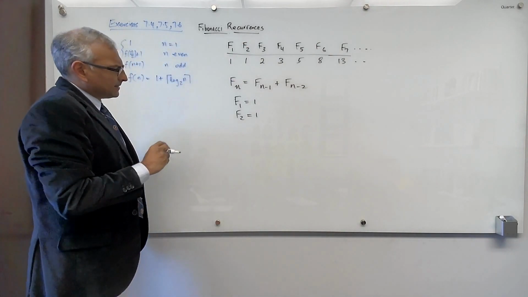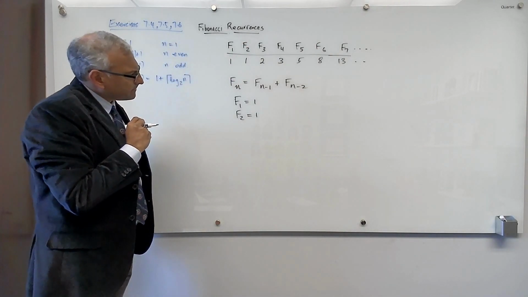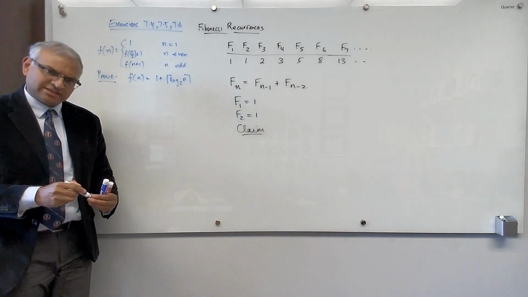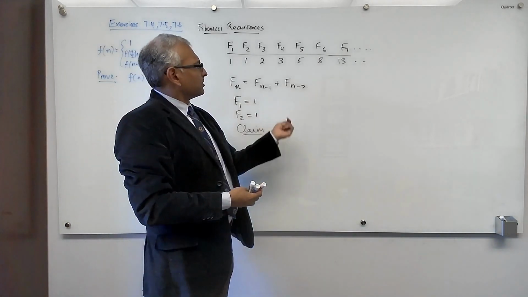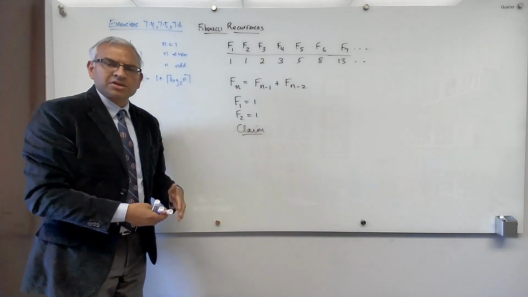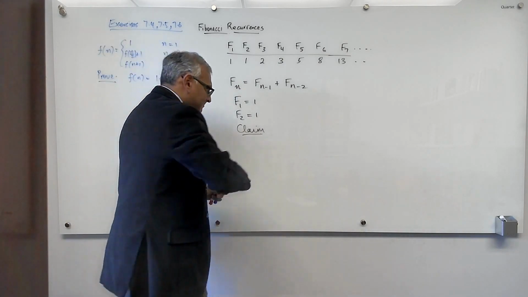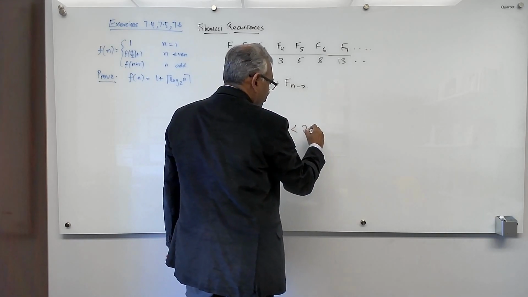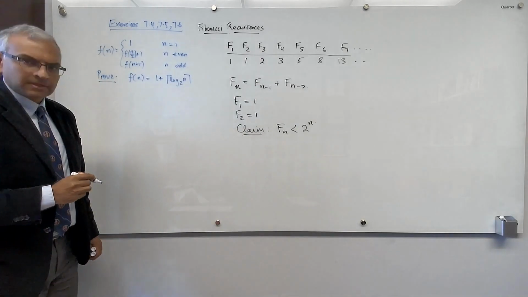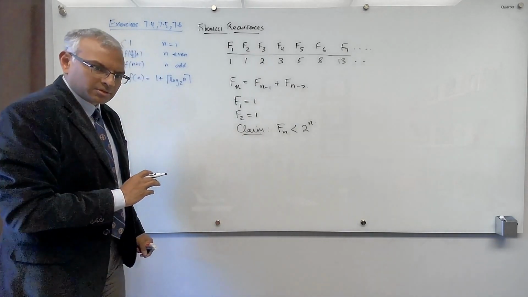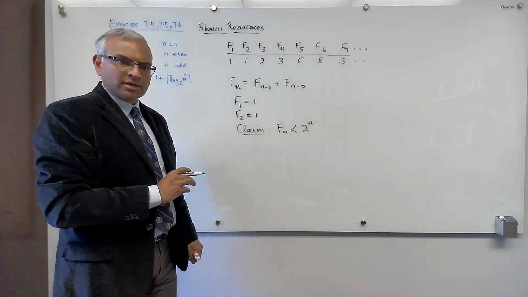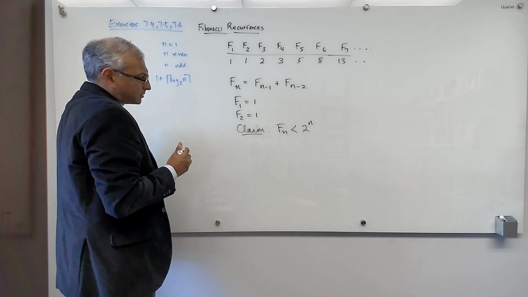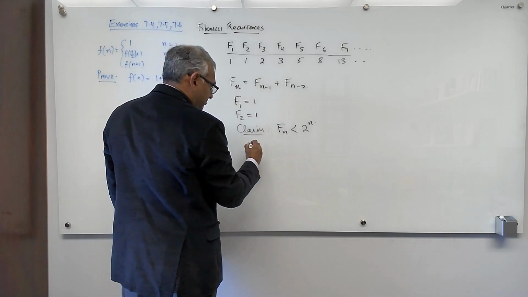And so, claim. This is to illustrate yet another example with a recurrence and how we can use induction to analyze it. I claim that f sub n is at most 2 to the n. We're going to use strong induction to prove this. Let's analyze this claim. So, base cases.